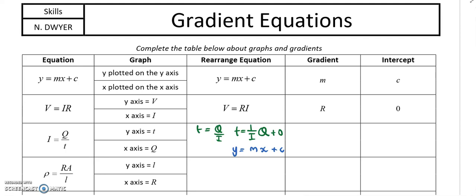Let's connect our things. We said we'd have the time on the y-axis. We'd said we would have the charge on the x-axis. We've got some constant, which is 1 over the current, and we've got the intercept, which is some other constant. So that means we can write the rest of this. The gradient should be 1 over the current, and the intercept should be 0.